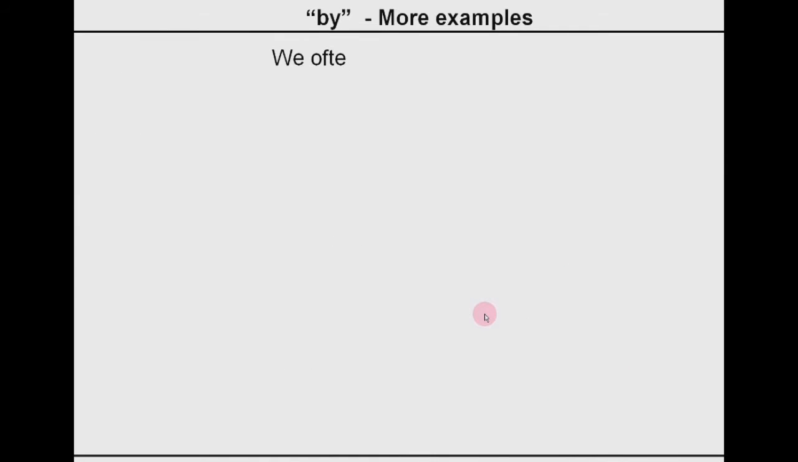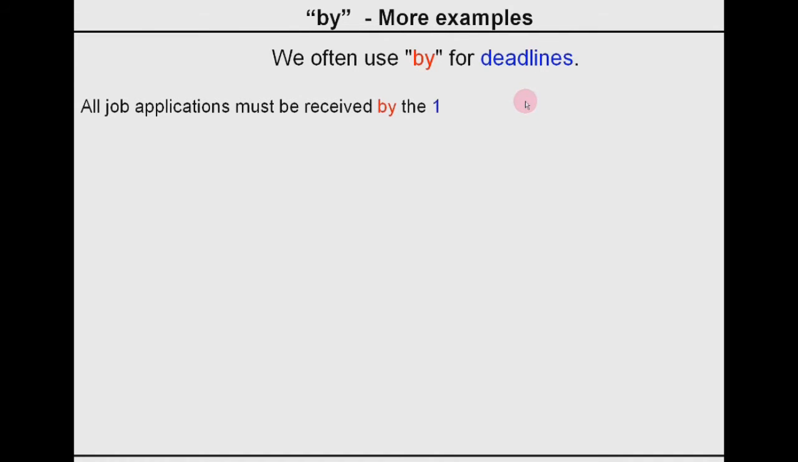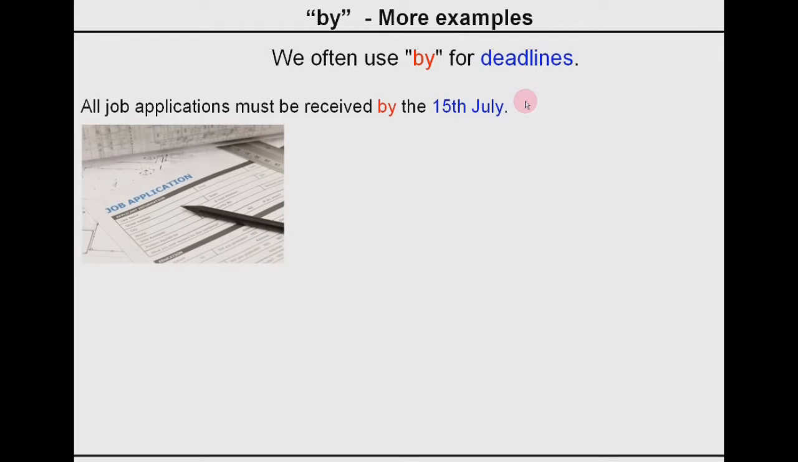More examples. We often use by for deadlines. A deadline is a date or time before which something must happen or something must be delivered. Example: all job applications must be received by the 15th of July. So the 15th of July, this is the specific time, this is the deadline, and job applications must be received before the 15th of July. Okay?